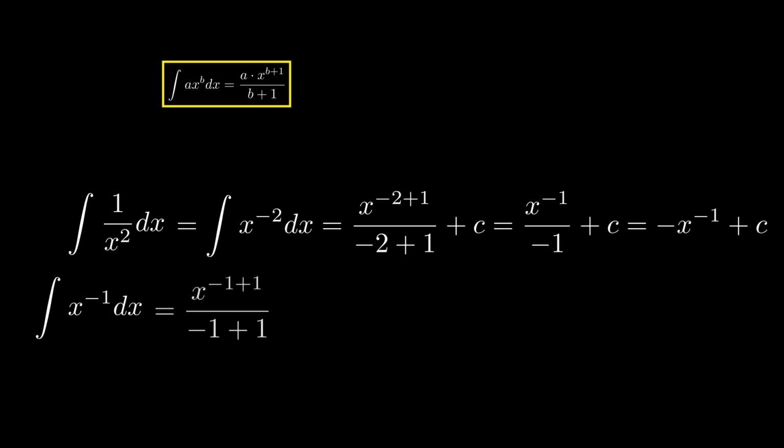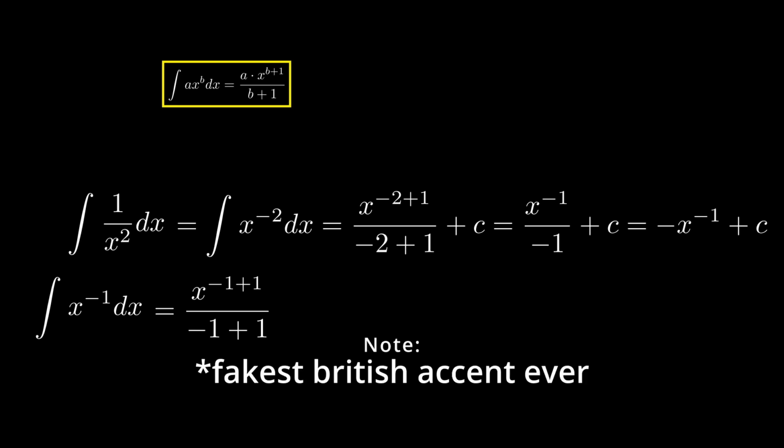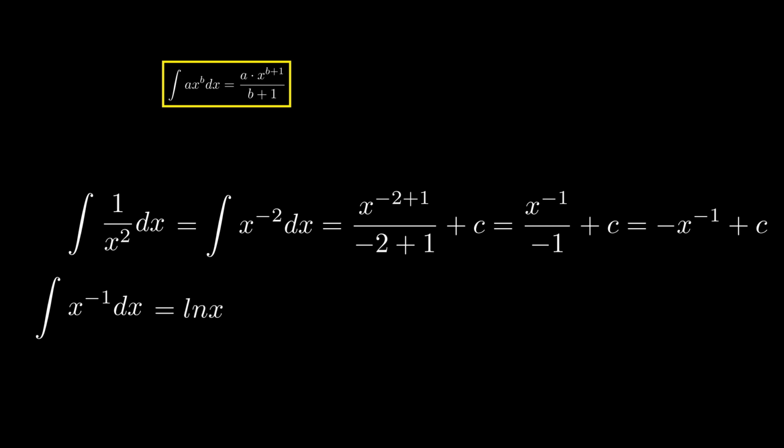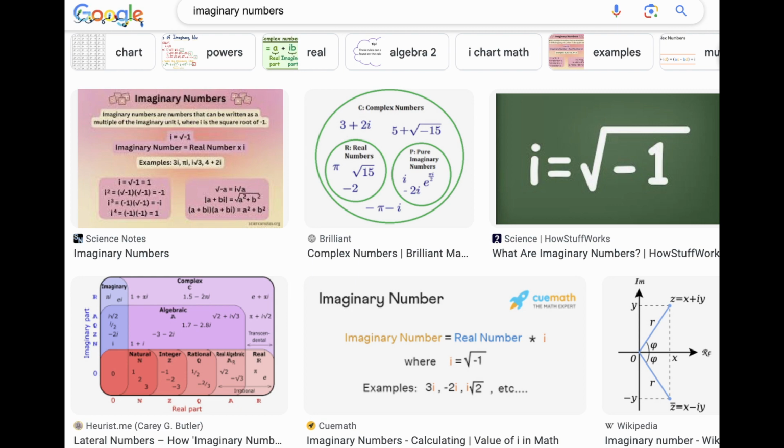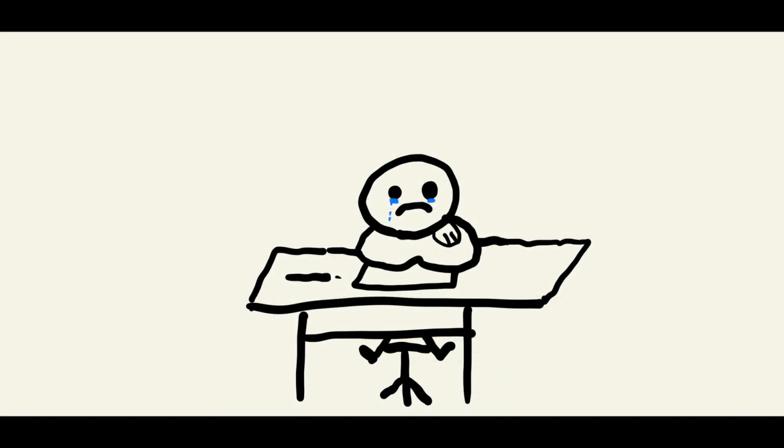If you already tried to solve the second example, then you might have come across a problem, because we can't use the power rule there, since then we would get an invalid answer. So what did mathematicians do? They thought, you know what, let's just make the natural log the antiderivative of x to the power of minus 1. Yeah, they basically did something similar with imaginary numbers, but you get to that in college.